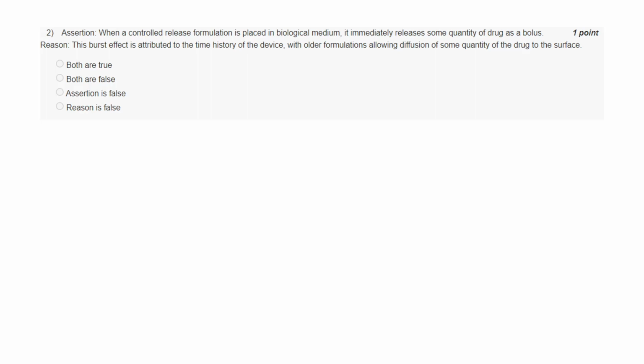The second question is, there is an assertion given to us. When a controlled release formulation is placed in biological medium, it immediately releases some quantity of drug as a bolus. And the reason is: this burst effect is attributed to the time history of the device, with older formulations allowing diffusion of some quantity of the drug to the surface. Now we have to choose whether both of these are true, both are false, the assertion is false, or the reason is false.